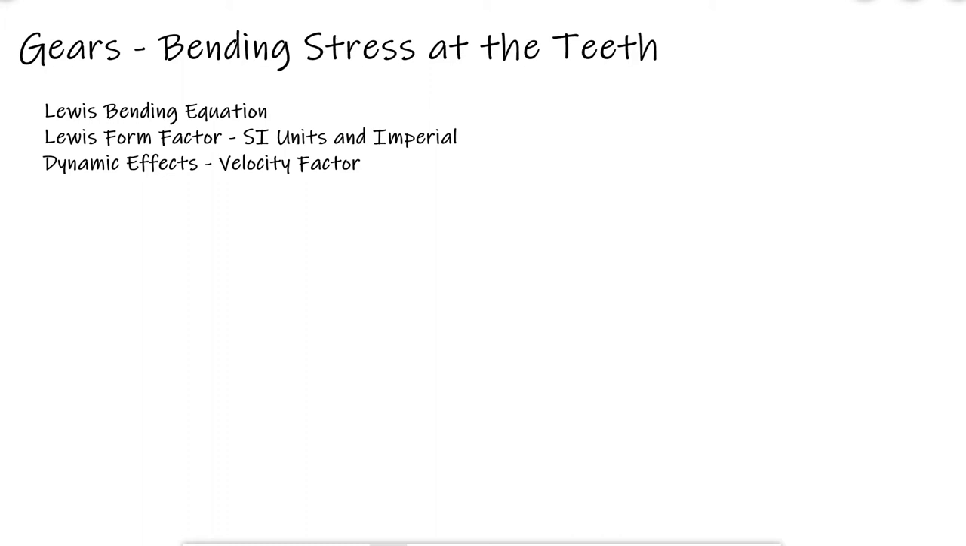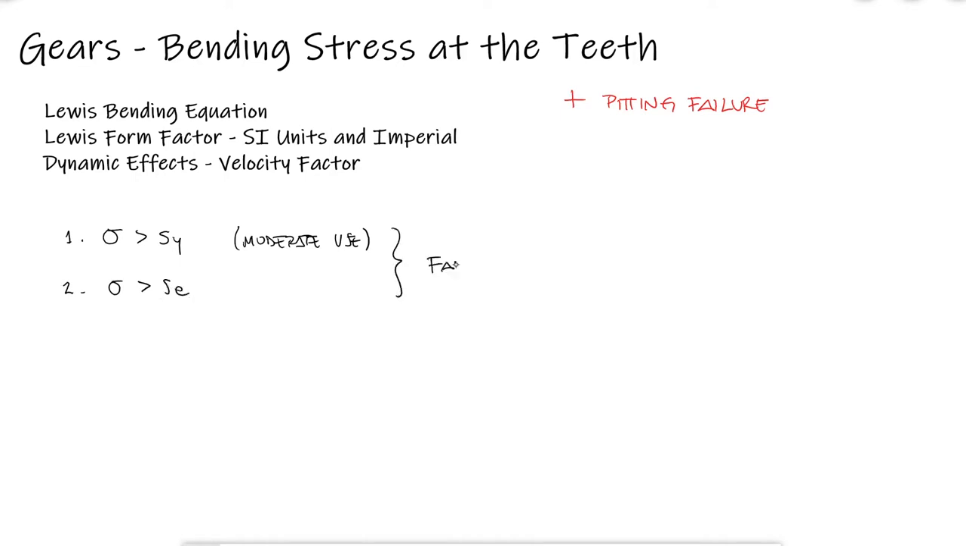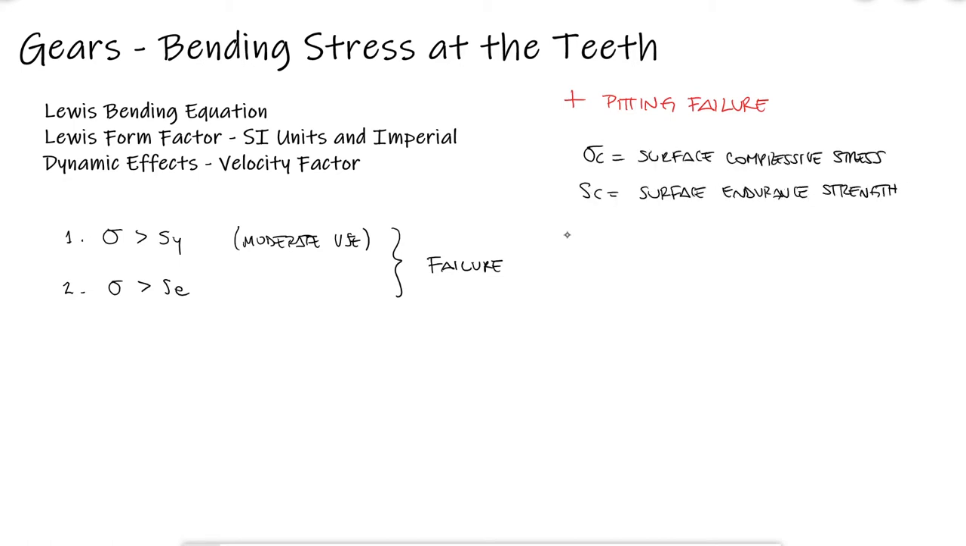Resisting bending failure of the teeth of a gear, as well as pitting failure at the tooth surfaces, are two of the most common design parameters and selection criteria for gears and gear systems. Bending failure can happen either when the bending stress exceeds the yield strength, for cases we know as moderate use, or when it exceeds the bending endurance strength for most cases. A surface failure occurs when the surface stress, which we'll learn what it means in the next video, exceeds the surface endurance strength. Today, we will focus on the bending failure of the teeth.